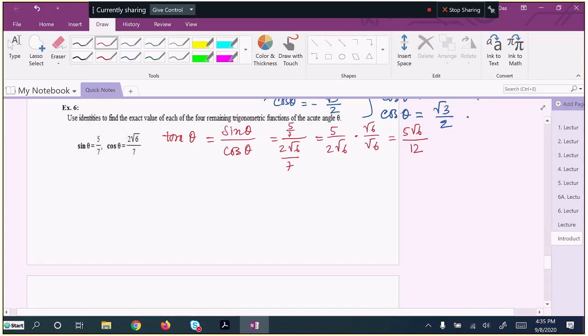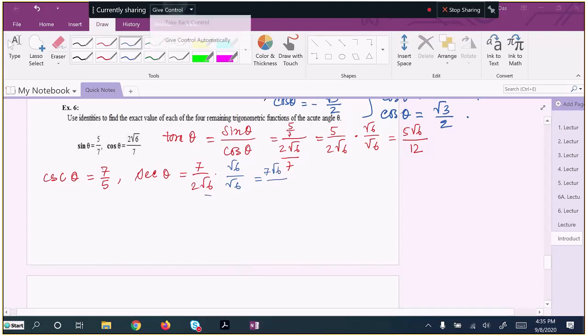Okay, so now the reciprocal identities. Cosecant theta will be the reciprocal of sine, so that's 7 over 5. Secant theta is the reciprocal of cosine, so that's 7 over 2 square root of 6. Again, you can rationalize, so you can multiply by square root of 6 on top and bottom. And this is optional. You can or cannot. So I get 7 square root of 6 on the top. Square root of 6 times square root of 6 is 6. And then when I multiply 2 with that, I get 12. So 7 square root of 6 over 12 is secant theta.